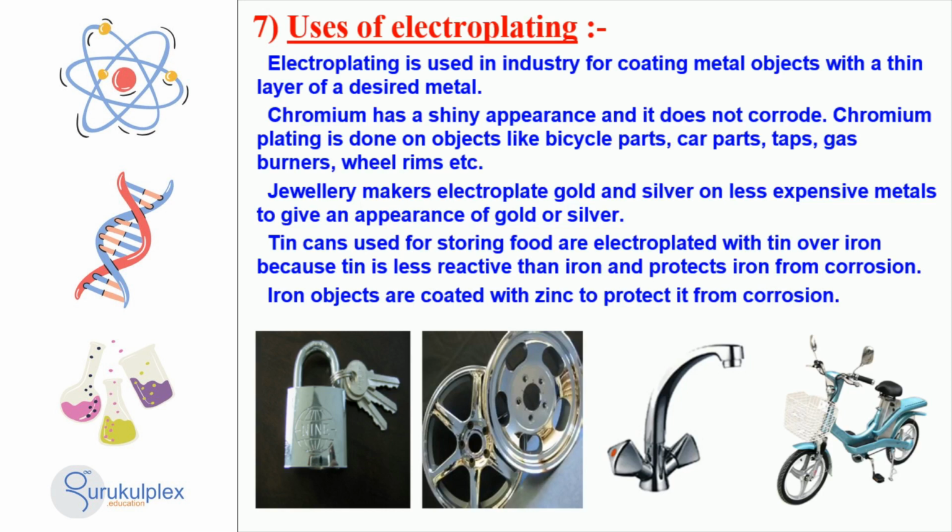Lastly, iron objects are electroplated with zinc for rust-proofing and protecting against corrosion. The various applications of electroplating demonstrate its importance in industry and manufacturing.